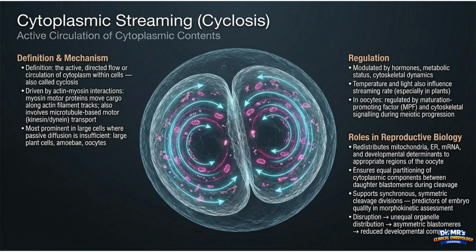The mechanism is elegantly simple in principle, though exquisitely regulated in practice. Motor proteins of the myosin family attach to cargo, organelles, vesicles, ribosomes, messenger ribonucleic acid complexes, and walk along actin filament tracks, carrying that cargo in a directed manner. In some cell types, kinesin and dynein motors similarly carry cargo along microtubule tracks. The result is a coordinated, flowing circulation of cytoplasmic contents that achieves in seconds what diffusion would require minutes to accomplish.